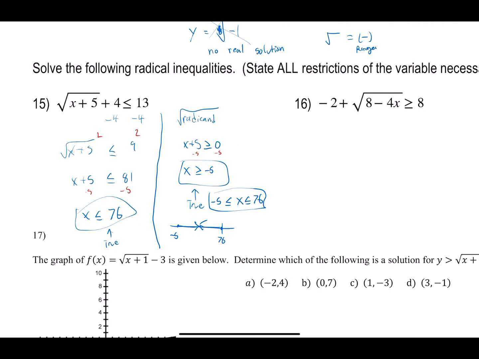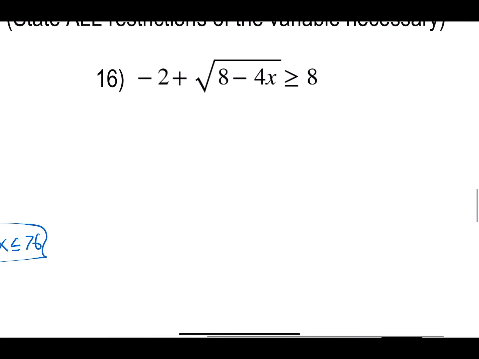Now what would that look like on 16? We really need to add only one other extra rule that we commonly forget when we're tired and taking a long test, which is: when do we flip inequality symbols? When we divide or multiply by a negative. So isolate the radical, plus 2, plus 2. The square root of 8 minus 4x is greater than or equal to 8 plus 2, which is 10. Square both sides now that it's isolated.